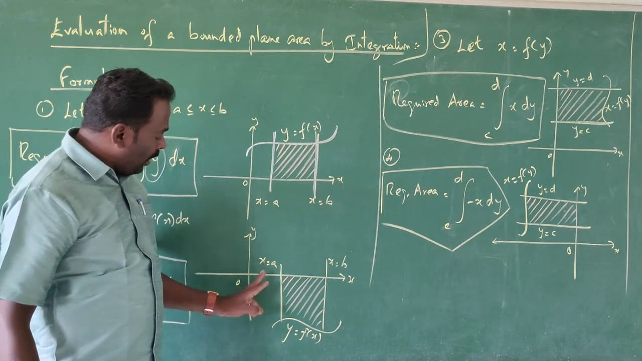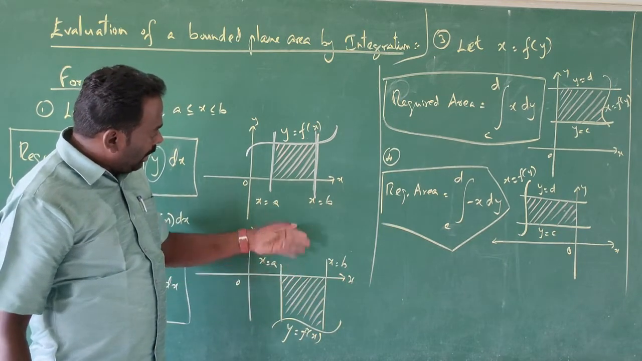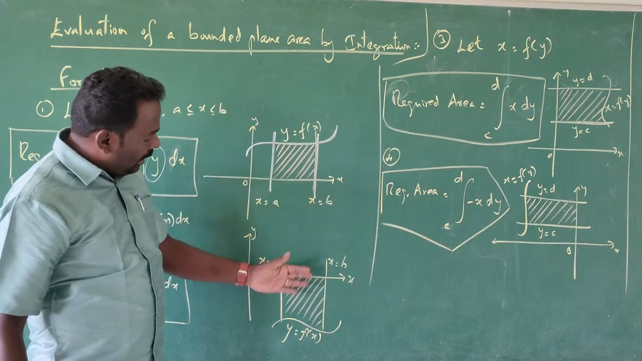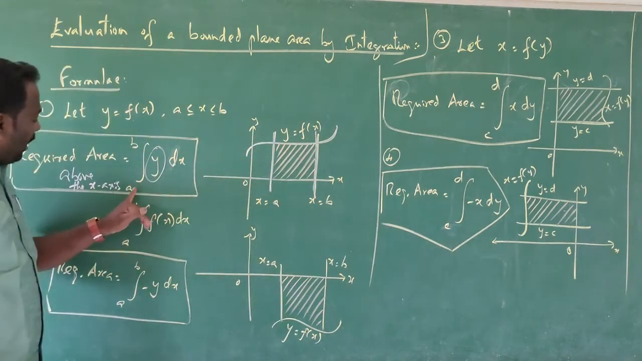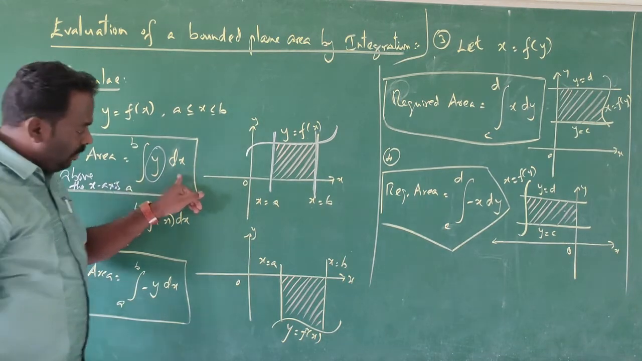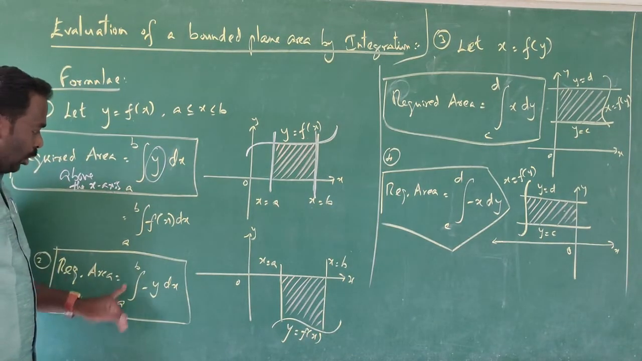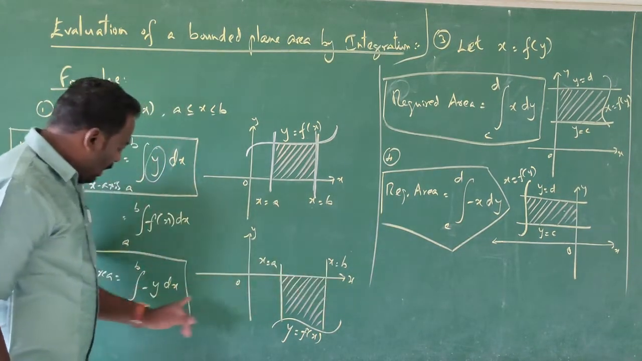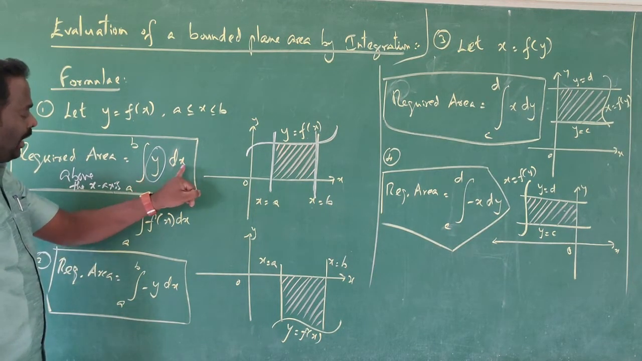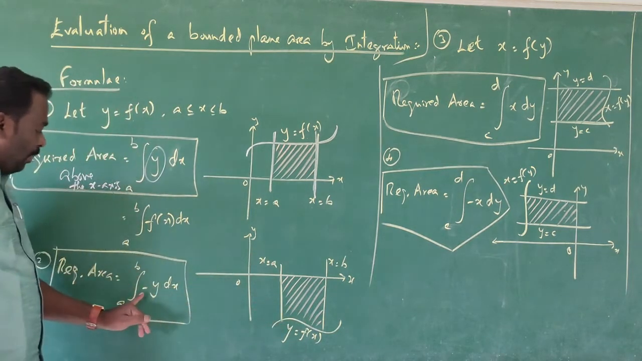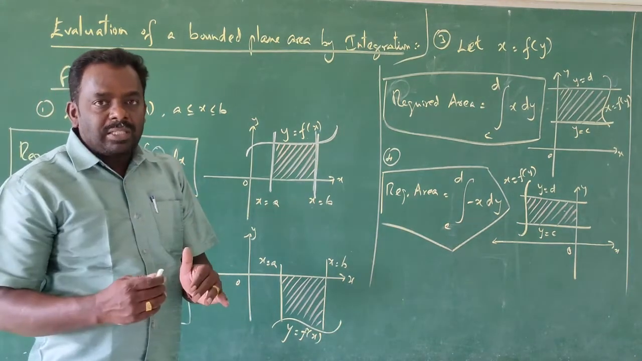Now look at this second diagram. It is the same y equal to f of x, the two boundaries are x equal to a and x equal to b, and another boundary is the x axis. But compared to the previous bounded area, this area is below the x axis. If the area is above the x axis, we apply the integral formula a to b of y dx. If the area is below the x axis, the required area equals integral a to b, with the same boundaries a to b, of minus y dx. If it is above, we write plus y dx. If it is below the x axis, we write minus y dx. Apply this area formula to find the area below the x axis.